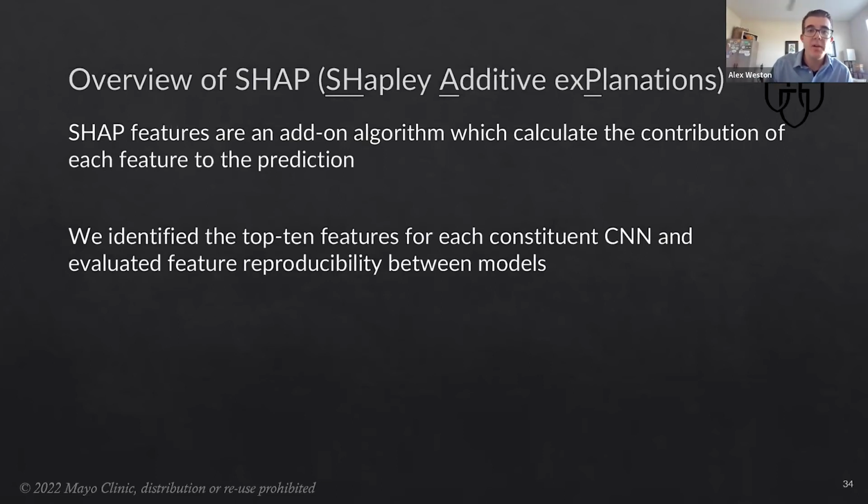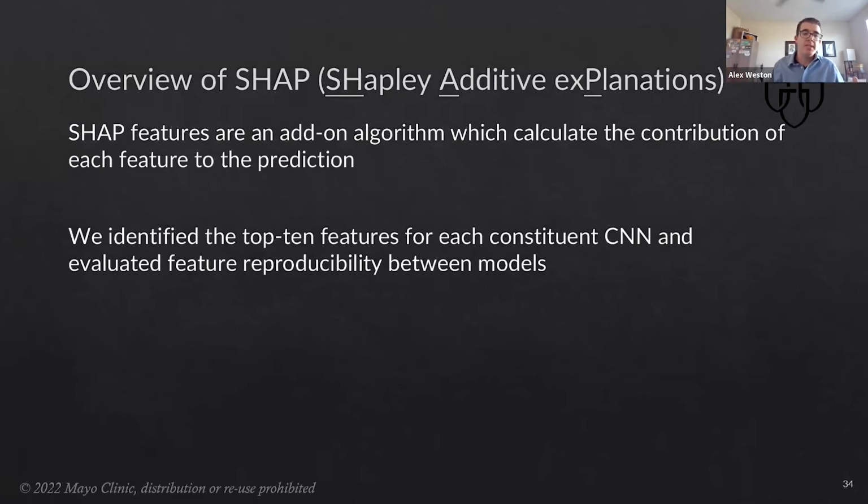And SHAP is one of the algorithms that came out of that. So this is an add-on algorithm, separate from our deep neural network. It's an additional algorithm that we run against our neural net, which calculates the contribution of each of our individual features to the prediction. And so it's identifying which features of our original signal are contributing to the final classification.